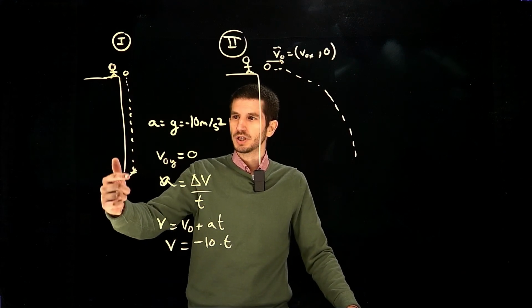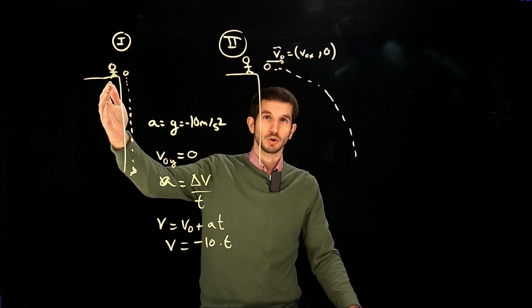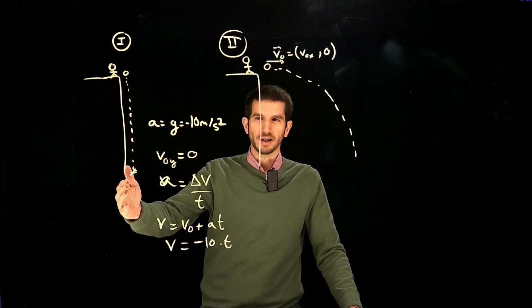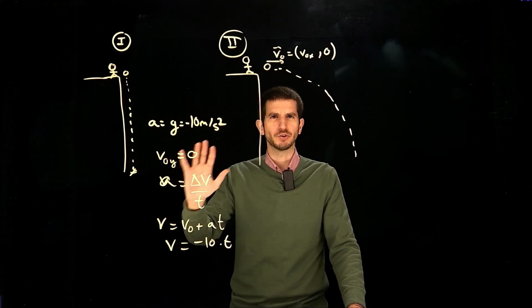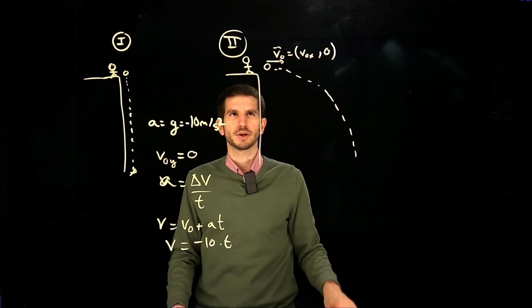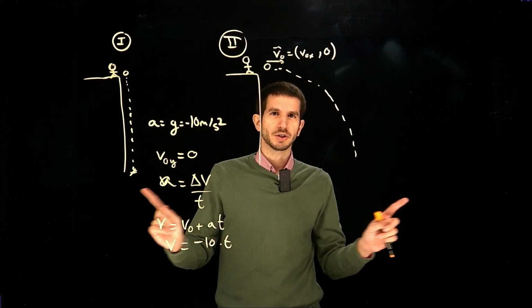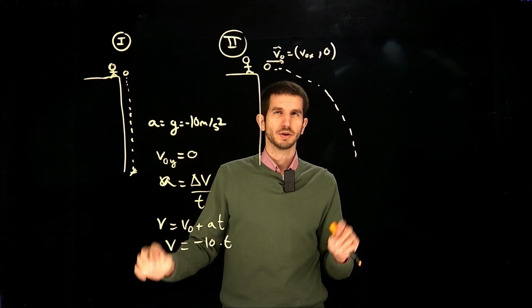So by the time it drops here, depending on how long it takes, which of course depends only on the height, it's going to determine the final velocity. This is easy. We've done this in one dimension. Now let's take a look at this. And then we say, let's split the motion into components.